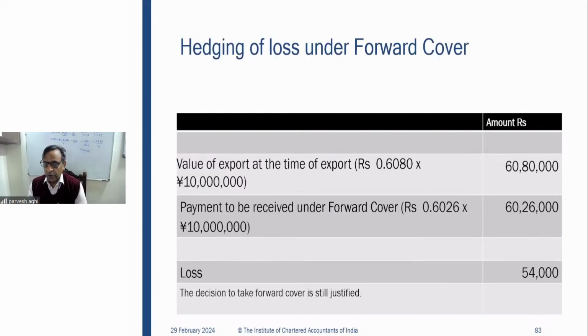The next was the loss under the forward cover, because the yen is depreciating in all the conditions. So we have to find under which condition the loss is the least. The value of export at the time of export was 60,80,000. When he would have taken a forward cover, he would have got it at 0.6026. So he would have got 60,26,000. That means he would have lost only 54,000.